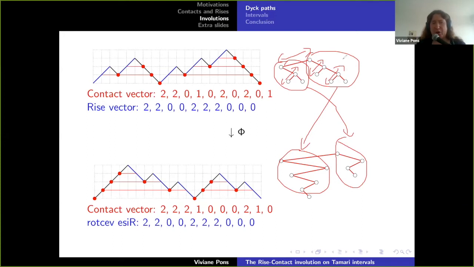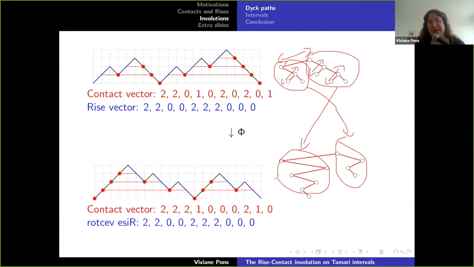So what happens to our statistics? For the contacts, you can see that by applying phi, you will keep the same values, but you will just change the order in which you read them. So it's quite clear that what you obtain is just a permutation of the contact vector. And now for the rises, what we had as a rise vector here, because we're reading the path the other way around, is now another statistic, which is the right rises vector, reading the rises from the right, which is why I wrote it the other way around, so that you understand that we're reading the rises from the right.